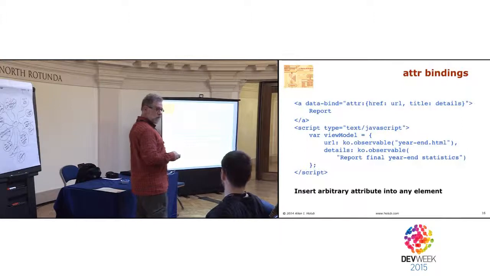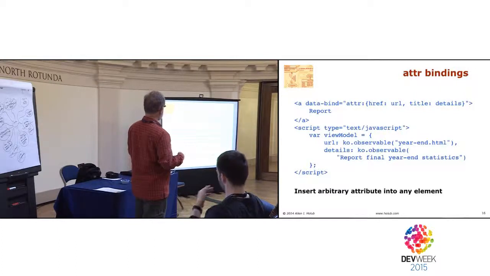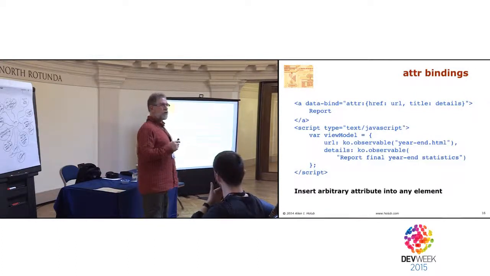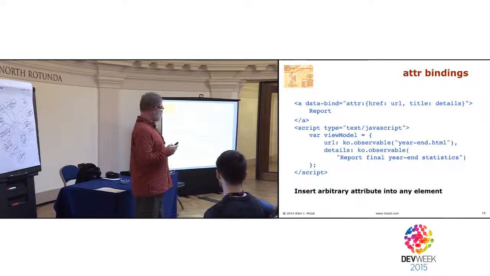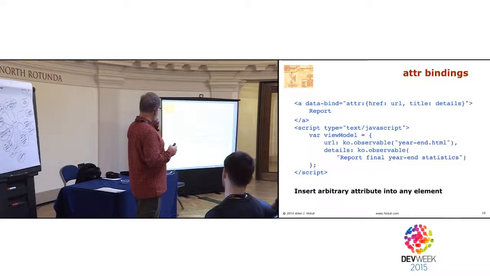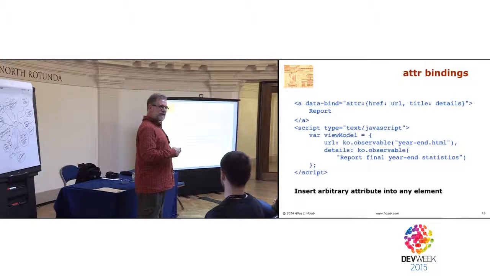Is everyone with me here? And this is working in this case with the href and title attributes, but you can use this with any attribute on any element. I don't have an example. I should have added an example of CSS here. I thought I had it, but I forgot. But the CSS binding works the same way. So we can use the CSS binding to change the style of any element in the system based on Knockout bindings.